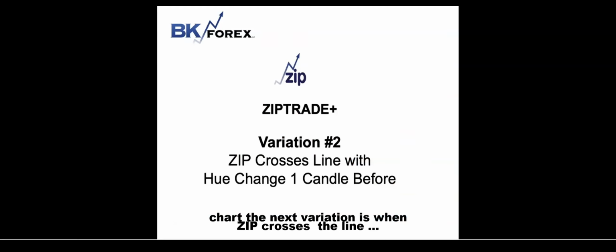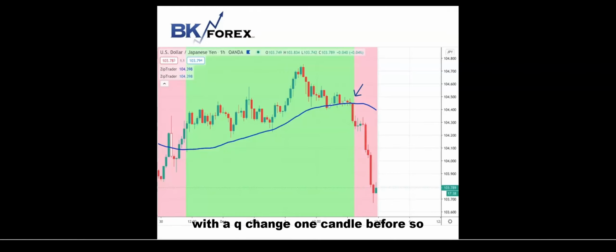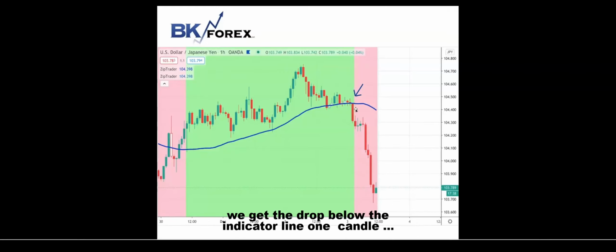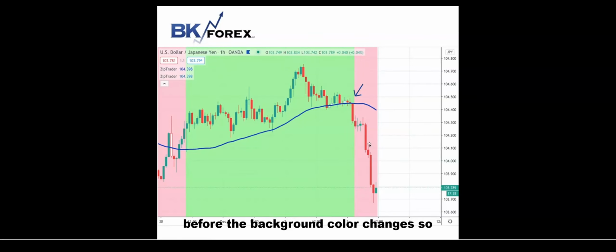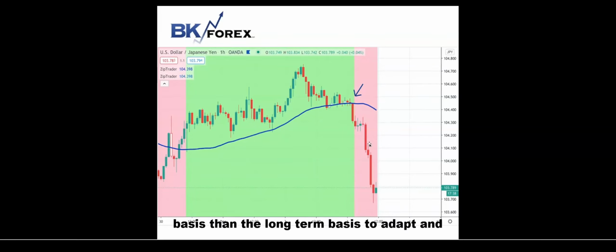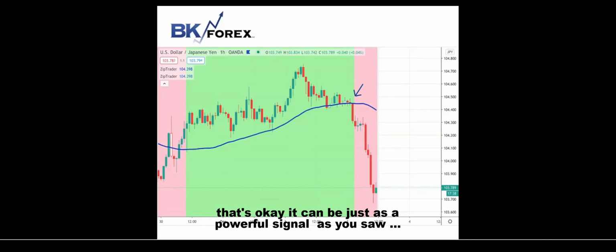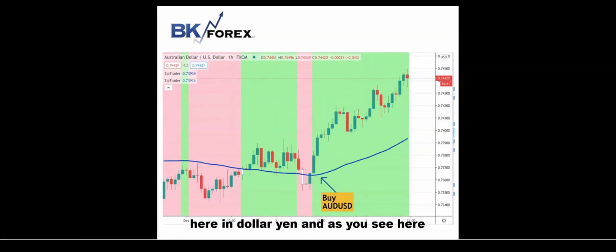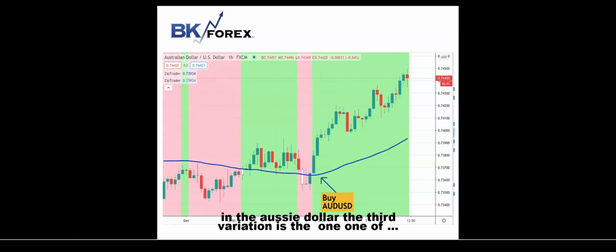The next variation is when zip crosses the line with a Q change 1 candle before. So we get the drop below the indicator line 1 candle before the background color changes. So the price action was a little quicker on the short-term basis than the long-term basis to adapt. And that's okay. It can be just as powerful a signal as you saw here in dollar yen and as you see here in the Aussie dollar.